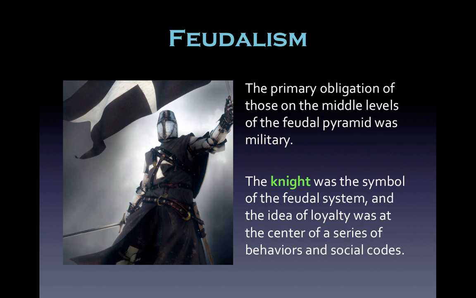The primary obligation of anyone in the middle levels, anyone who was not a serf, was military. The knight was the symbol of the feudal system, and the idea of loyalty was central to an entire series of social behaviors and codes. To break any of these codes was to risk the welfare not only of oneself, but that of the entire system as a whole. If you're detecting the not-so-subtle whiff of comitatus here, don't be surprised. The dramatic concept of comitatus was the blueprint for the feudal system of the Middle Ages.